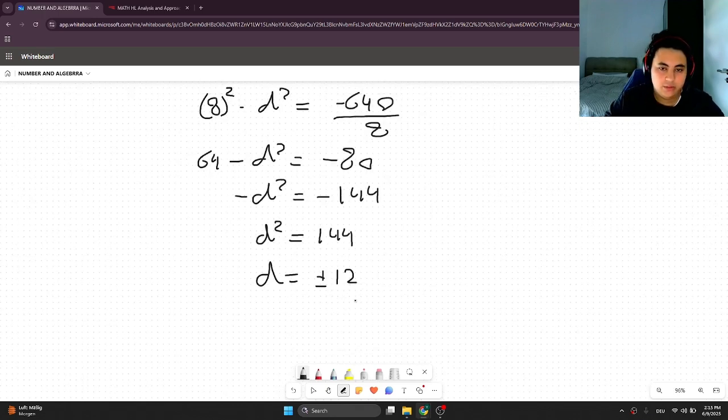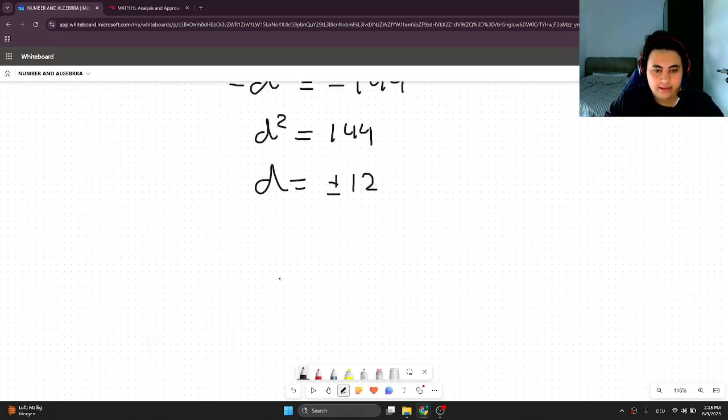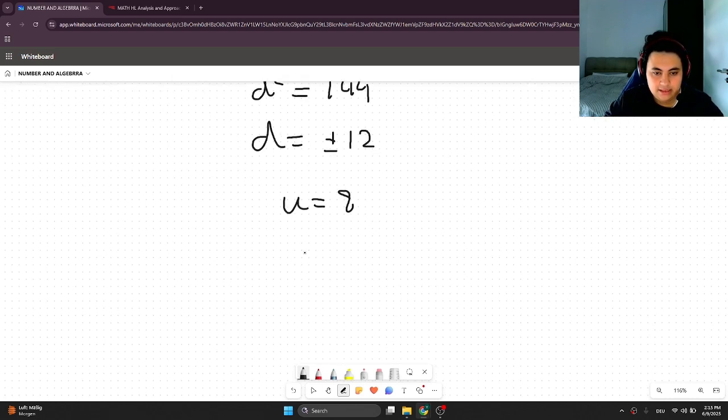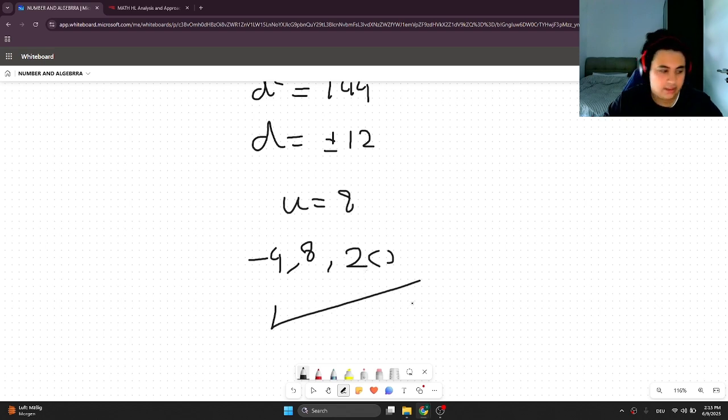Yeah? So because D is plus or minus 12 and U is equal to 8, that means our middle term is 8. The term before that is negative 4, and the term after is 20. So negative 4, 8, and 20, and that is correct.